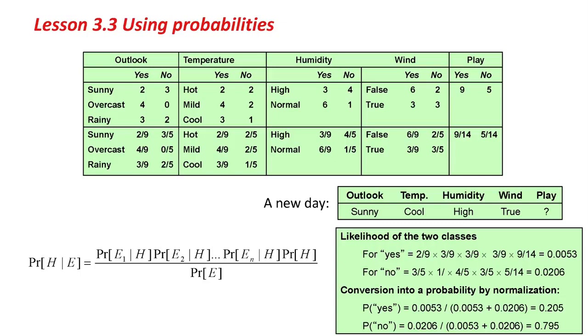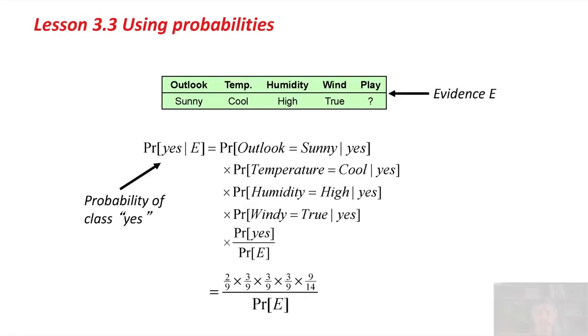So just to go through that again, the evidence is outlook is sunny, temperature is cool, humidity is high, windy is true, we don't know what play is. The probability of a yes given the evidence is the product of those four probabilities, for outlook, temperature, humidity, and windy, times the prior probability, which is just the baseline probability of a yes. And that gives us the product of fractions divided by Pr of E.